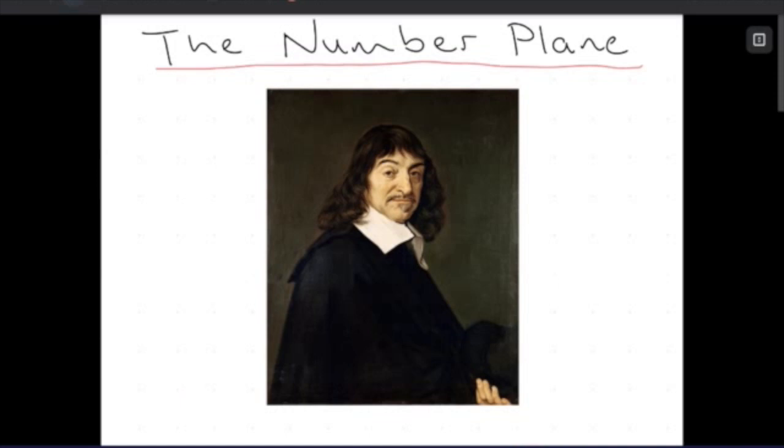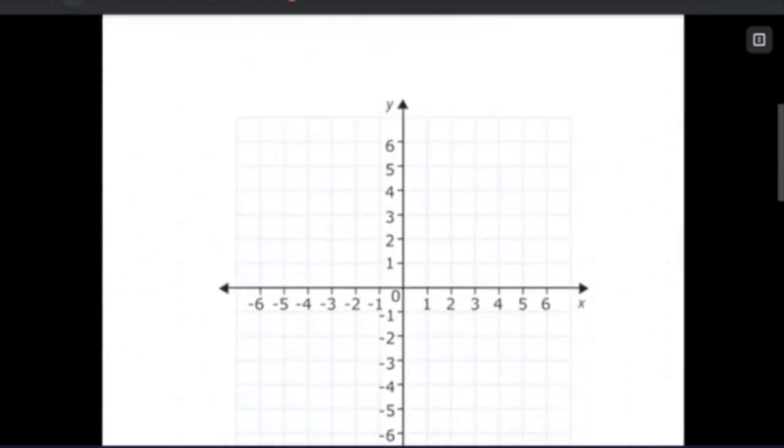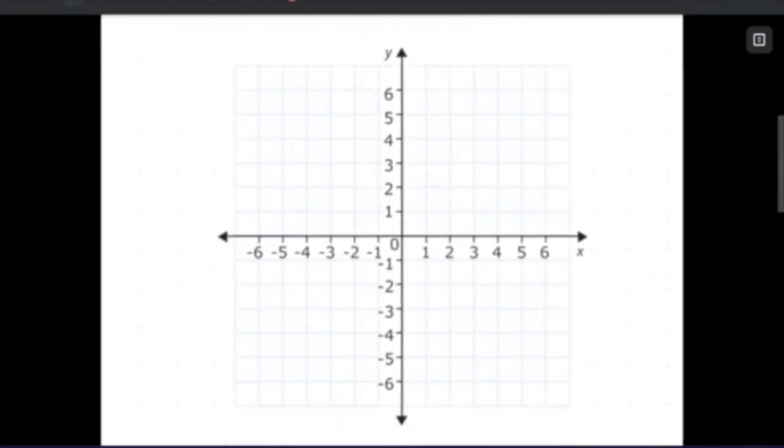Now, Descartes came up with pretty much the universal tool for talking about these linear relationships that we're going to examine in the next few videos. He was responsible for what we call the number plane, or the XY plane, or some people also call it the Cartesian coordinate system. And that thing is this down here.